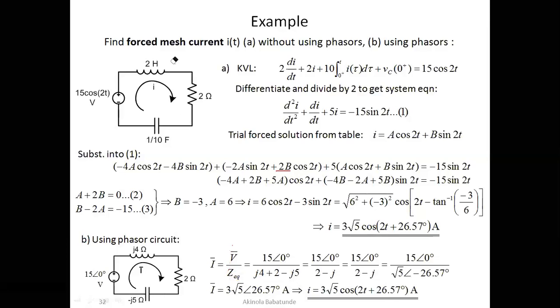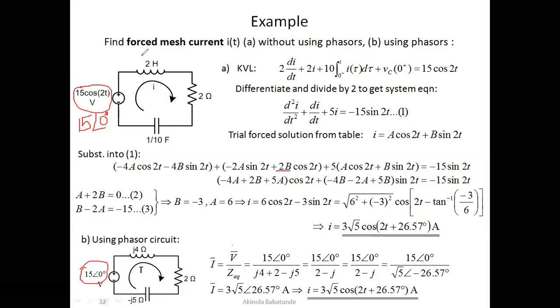The voltage that we were given is 15 cos 2t, and like I told you, the phase angle here is 0 because this is just 2t, the same thing as 2t plus 0. So you can see that the amplitude of the voltage here is 15. So the voltage source in phasor form will just be 15 with a phase angle of 0. That's exactly how we got the phasor voltage here.